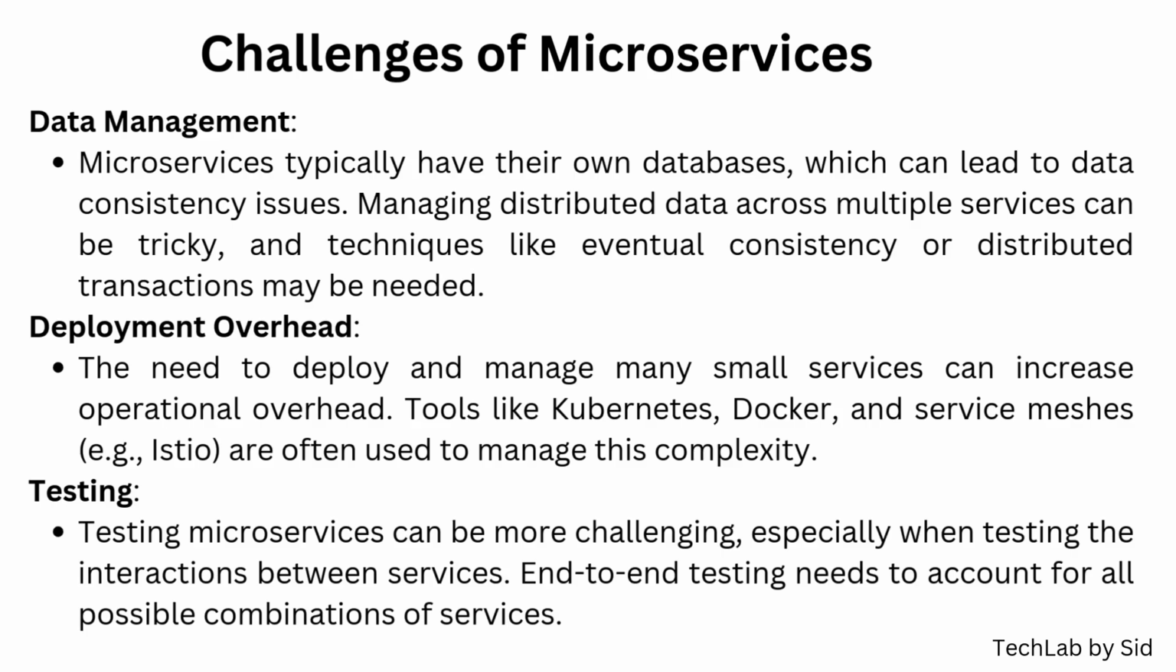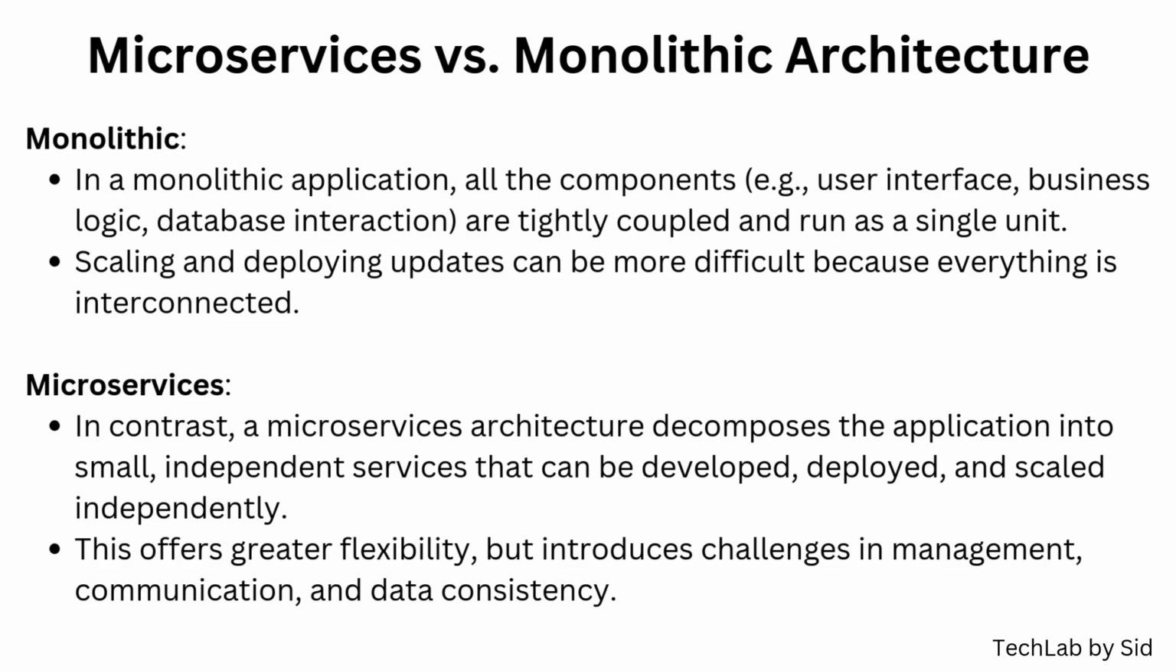Deployment overhead. The need to deploy and manage many small services can increase operational overhead. Tools like Kubernetes, Docker, and service meshes, for example Istio, are often used to manage this complexity. Testing. Testing microservices can be more challenging, especially when testing the interactions between services. End-to-end testing needs to account for all possible combinations of services.